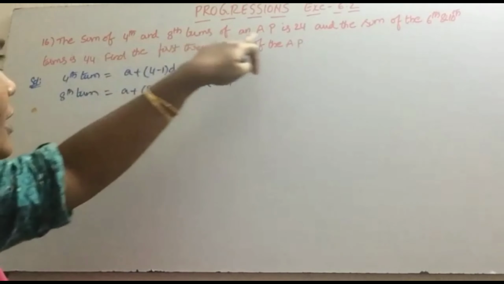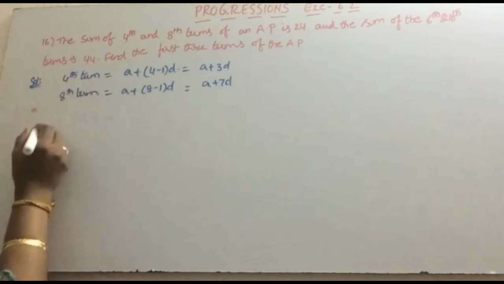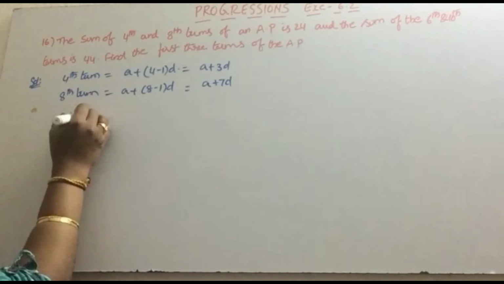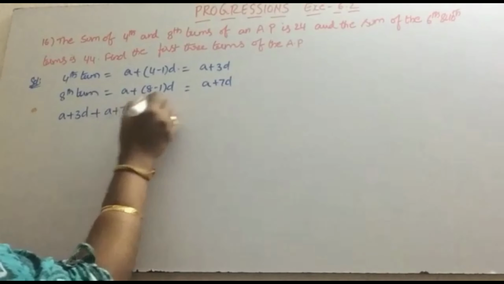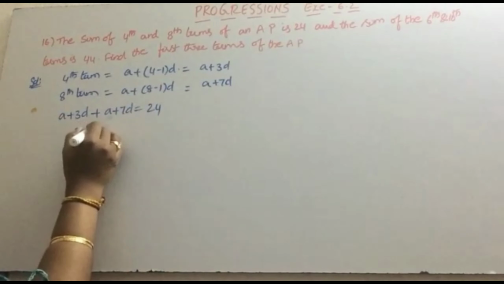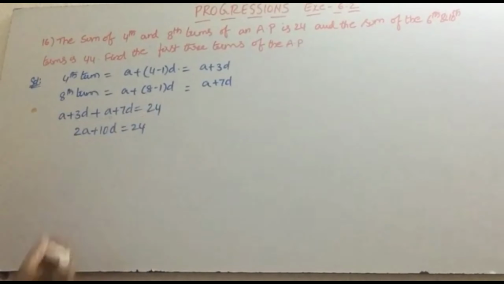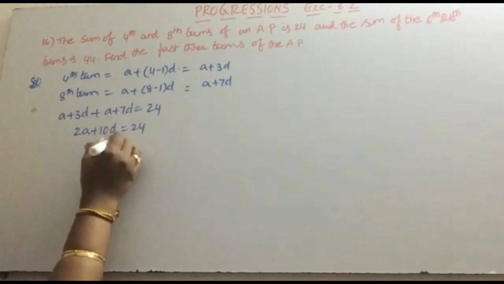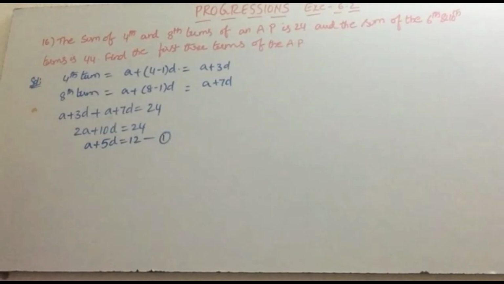The sum of the 4th and 8th terms of an AP is 24. So the sum of the 4th term and 8th term, that is a plus 3d plus a plus 7d, equal to 24. So 2a plus 10d equal to 24, a plus 5d is equal to 12. I will take it as equation number 1.